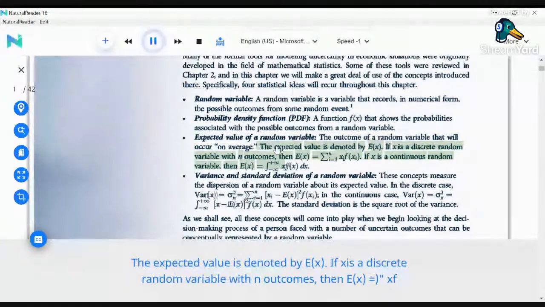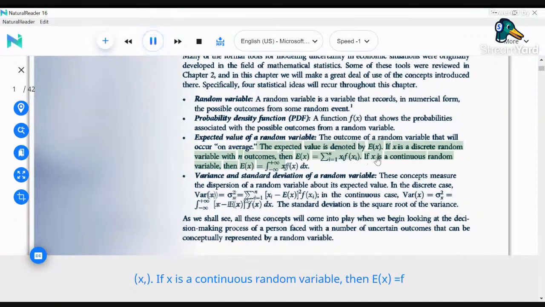The expected value is denoted by E(x). If x is a discrete random variable with n outcomes, then E(x) = sum of x f(x). If x is a continuous random variable, then E(x) = integral of x f(x) dx.